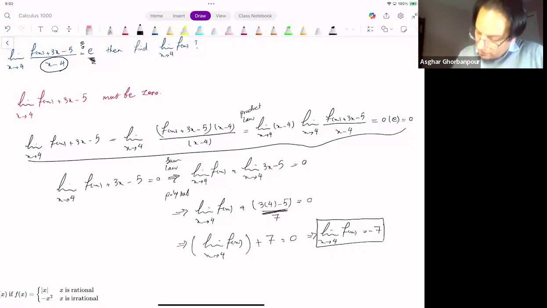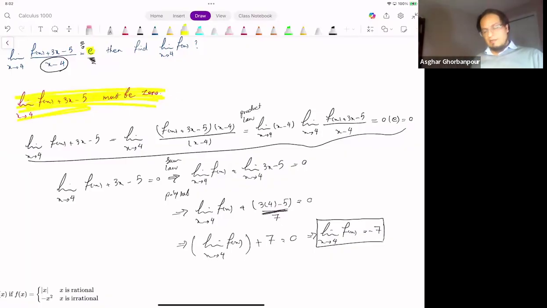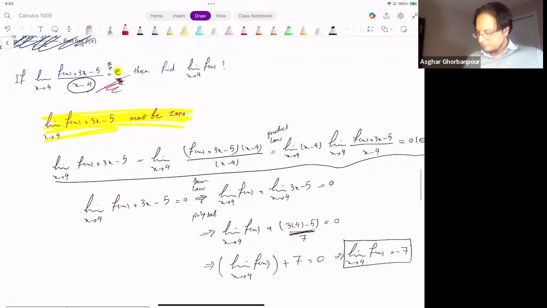The key point is to understand that the only way for us to get a value there is that the limit of the numerator must be 0. If it doesn't exist, or if it is something not equal to 0, this limit wouldn't exist. That's the key. Any questions? Any comments here for me?